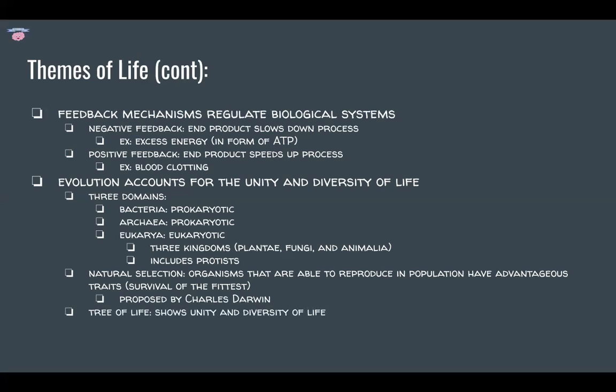Last topic in evolution is the tree of life, and it shows the unity and diversity of life. An example is something like this. It starts with one organism, and it splits into different trees. So it splits into three different ones. This one then goes down. This one goes down. But this one splits into two more. This one just goes down. This one splits into two more.